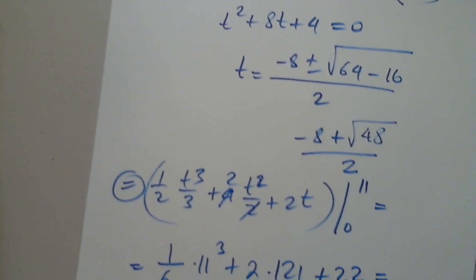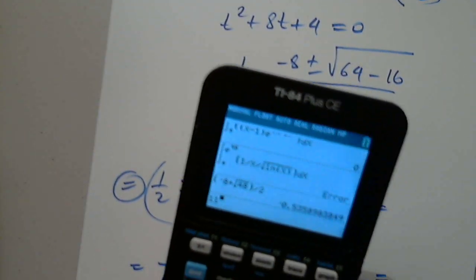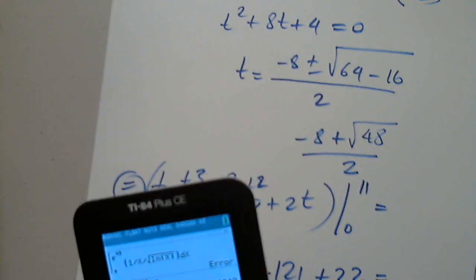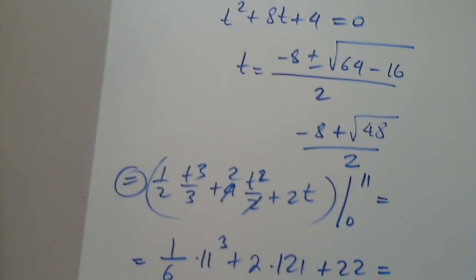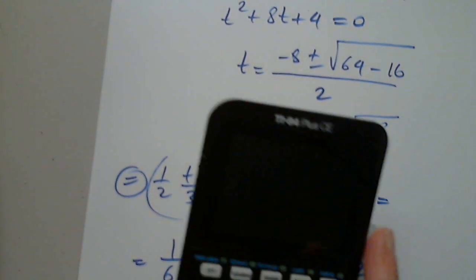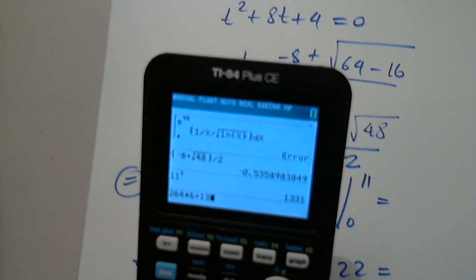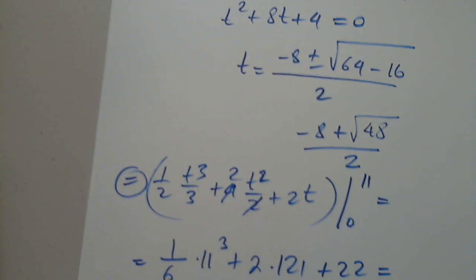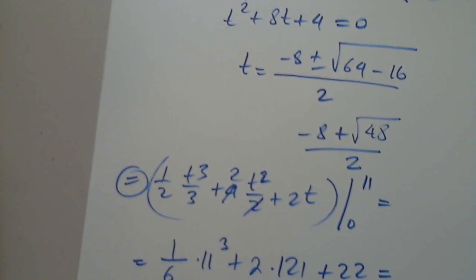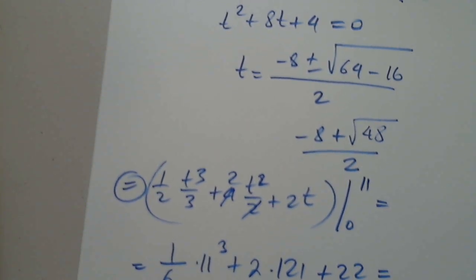So what do I have here? This is 242 plus 22, 264. And so what is 11 to the third? 1331. So 1331 over 6 plus 264. So 264 times 6 plus 1331 is 2915 over 6, in meters.